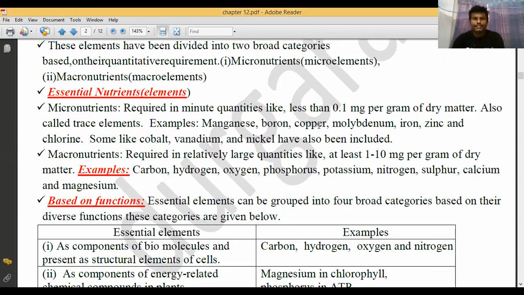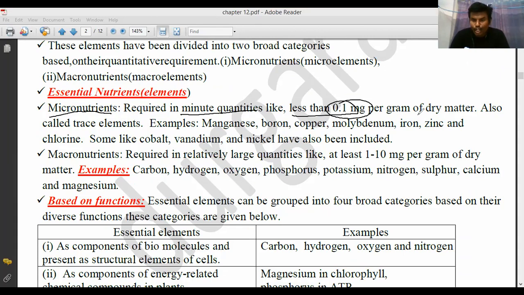So here, essential nutrients, essential elements. First of all, let us see micronutrients. They are required in minute quantities, less than 0.1 milligram per gram of dry matter. Micronutrients are also called trace elements or minute elements. For example, manganese, boron, copper, molybdenum, iron, zinc, chlorine. These are all called micronutrients.